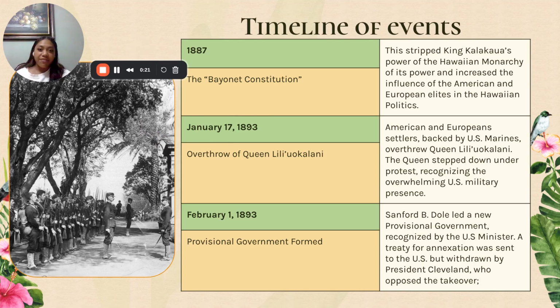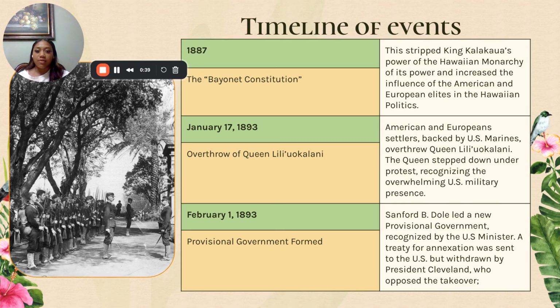Timeline of events. In 1887, the Bayonet Constitution. This stripped King Kalakaua and the Hawaiian monarchy of its power and increased the influence of the American and European elites in Hawaiian politics.